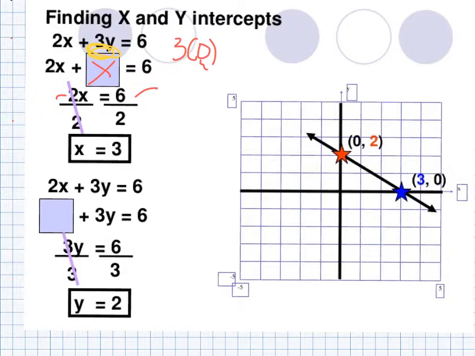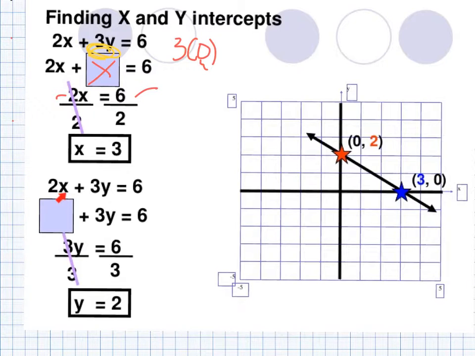And we then can eliminate the 2's here. We're going to divide both sides by 2. So we end up with x equals 6 over 2. Work that out and you end up with x equals 3, and that is marked here with the blue star.